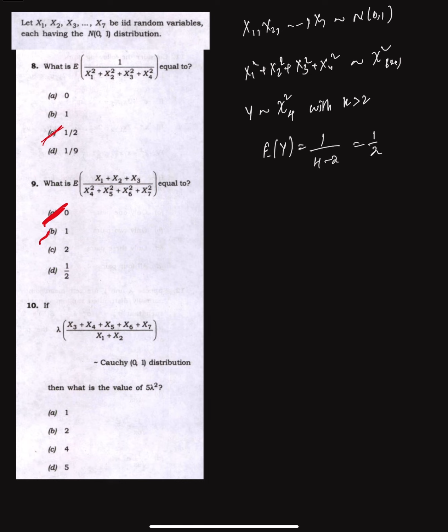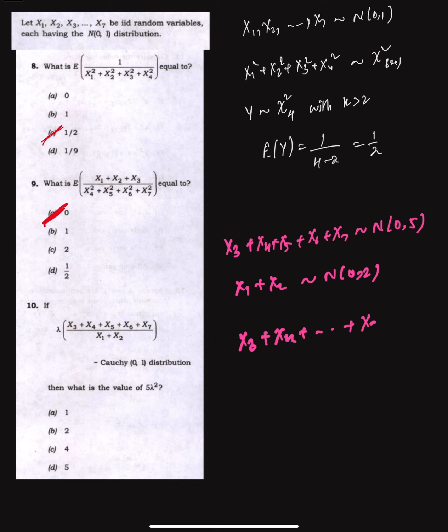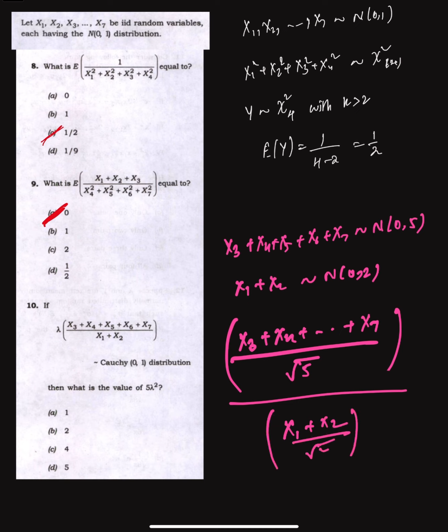And in the third case, we have x3 plus x4 plus x5 plus x6 plus x7 by x1 plus x2. So x3 plus x4 plus x5 plus x6 plus x7 follows normal with parameters 0 and 5, where the standard deviation is square root of 5, whereas x1 plus x2 follows normal with 0, 2. So if we divide the numerator by square root of 5, this follows normal 0, 1, and x1 plus x2 divided by square root of 2 also follows normal 0, 1.